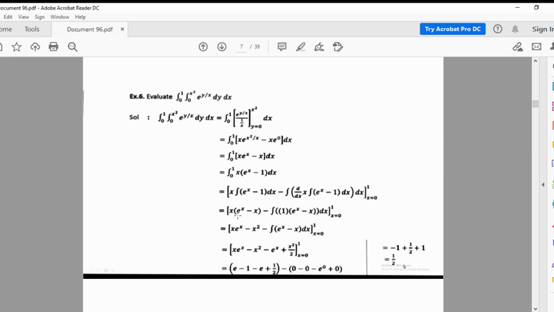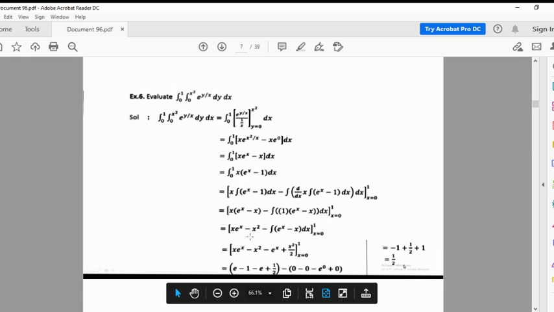This integration is nothing but e raised to x minus x. So x into, in the bracket, e raised to x minus x, minus the integration of the derivative of x, which is 1, and the integration of e raised to x minus 1 is e raised to x minus x dx. Again we have to take the integration of this, which is e raised to x minus x square by 2. Now this is the final limit. Just put the values of the limit, first value as 1 and second value as 0.